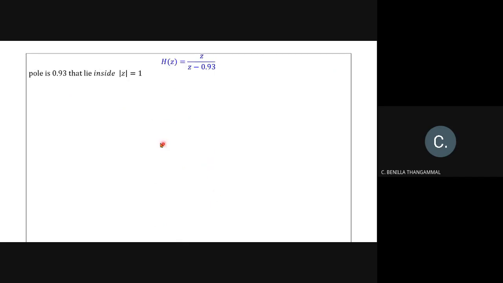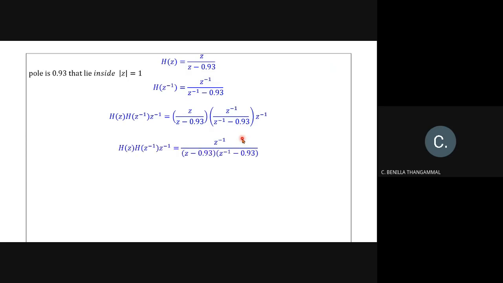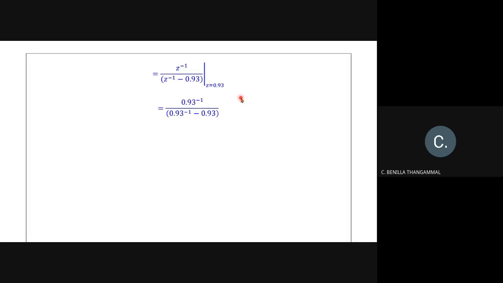So h of z into h of z inverse into z inverse. Here you have two poles, z equal to 0.93 and z equal to 1 by 0.93. The second one is greater than 1, so it is not considered. The residue can be obtained by z minus 0.93 into h of z inverse into z inverse for the pole z equal to 0.93. These two terms cancel each other, and substituting z as 0.93, the value can be obtained.